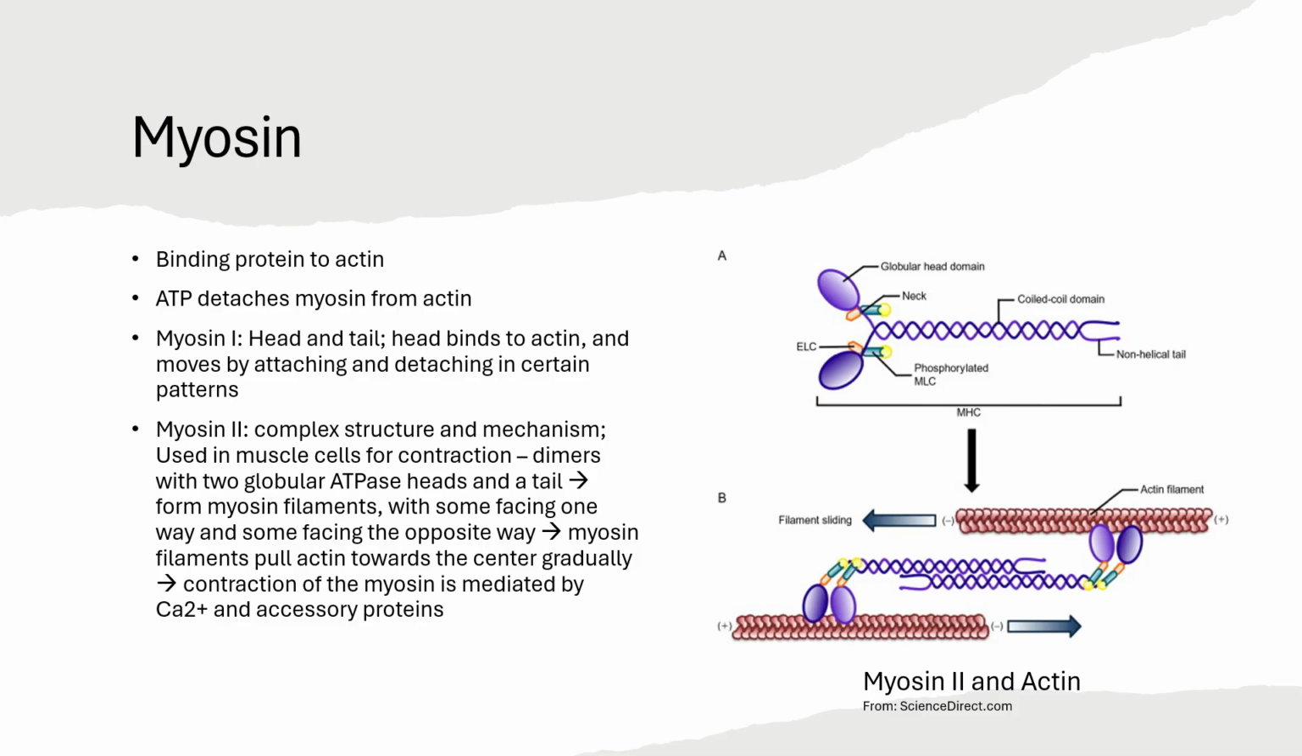It's used in muscle cells for contraction, and basically each has a dimer with 2 globular ATPase heads and a tail. These in turn form myosin filaments, which in muscle cells some face one way and some face the other way. Myosin filaments pull actin towards the center gradually, and the contraction is mediated by calcium and accessory proteins.